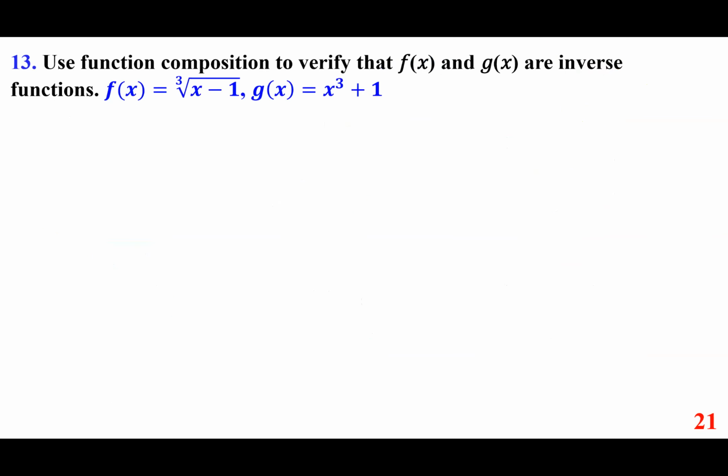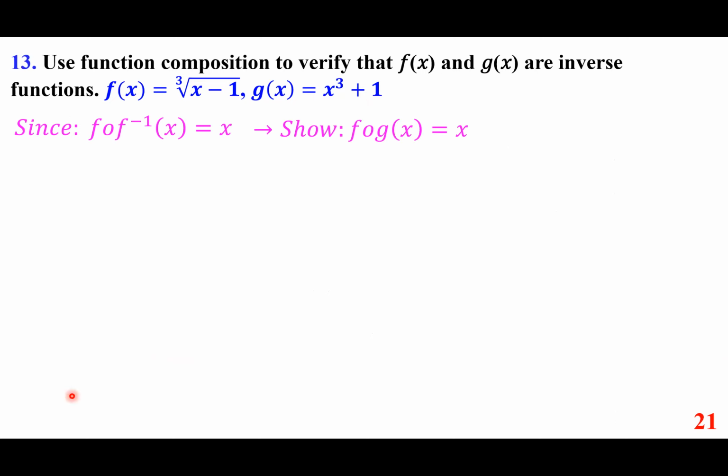We are given f of x as cube root of x minus 1, g of x as x cubed plus 1. And we want to verify the two functions are inverse functions, and we know that their composite function must be x. If that's the case, we look at the composite function f of g. If it becomes x, that's a proof. So let's show that f of g equals x.